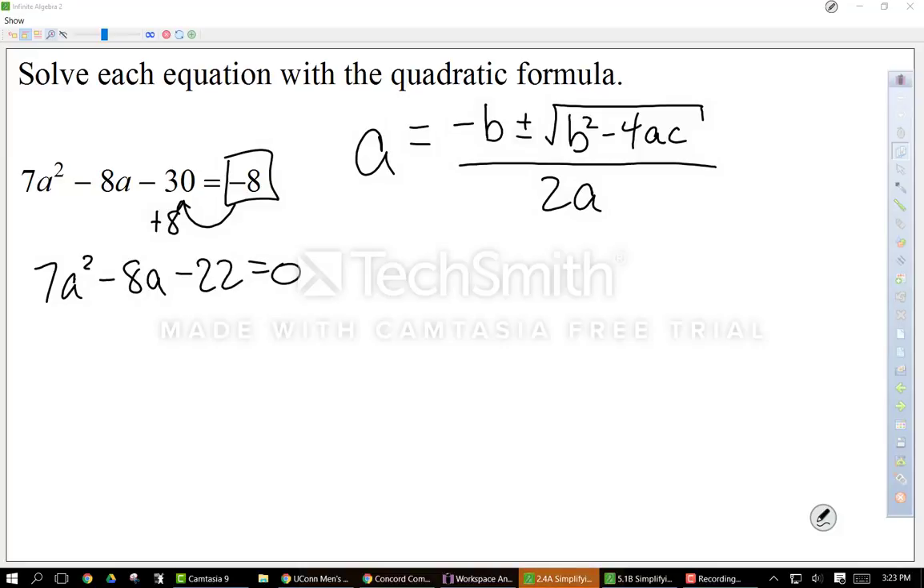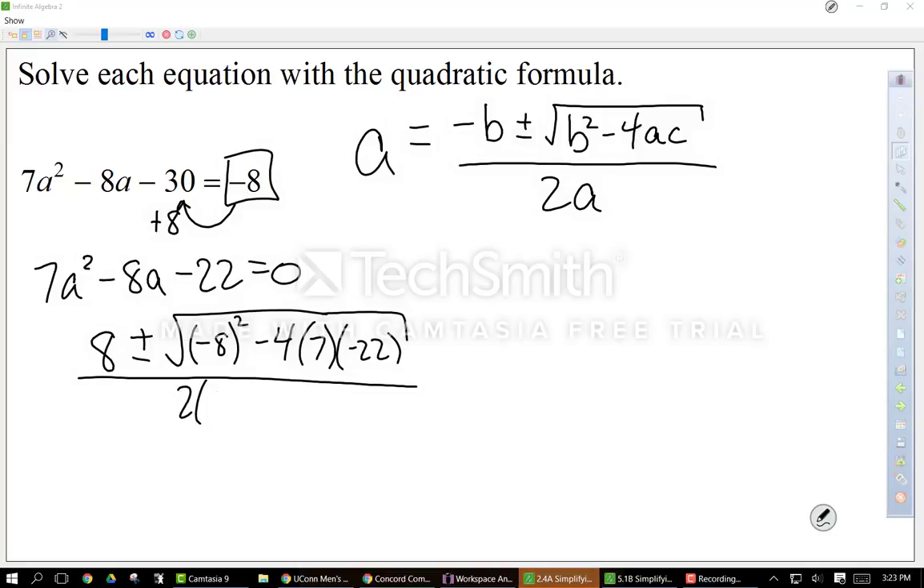I have a, b, and c already given. Now let's start plugging in. So I get 8, remember the opposite of b, plus or minus the square root of negative 8, again in parentheses, minus 4 times 7 times negative 22, divided by 2 times 7.